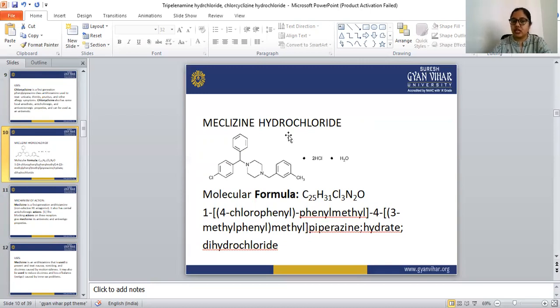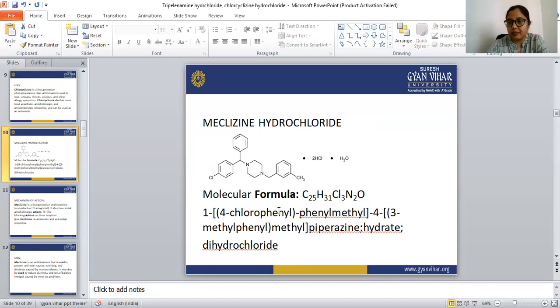So this is the structure of meclizine hydrochloride, and the molecular formula of meclizine hydrochloride is C25H31Cl3N2O. And the IUPAC name of meclizine hydrochloride is 1-(4-chlorophenyl)phenylmethyl-4-(3-methylphenyl)methylpiperazine dihydrochloride. So this is the IUPAC name of meclizine hydrochloride.